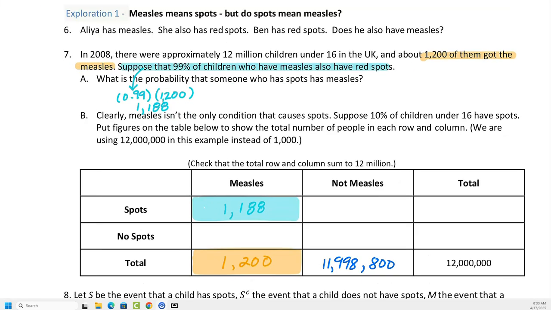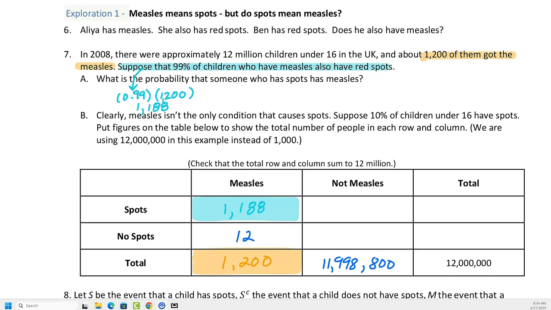Well, that gives me some good information. So I do know that if they add going down, I should get the 1,200. So that means in the cell right below it that I should have 12. 12 have measles but don't have spots. Can I fill out any other information? Not at this point, right? So let's look at A. That's all the information I can fill out.